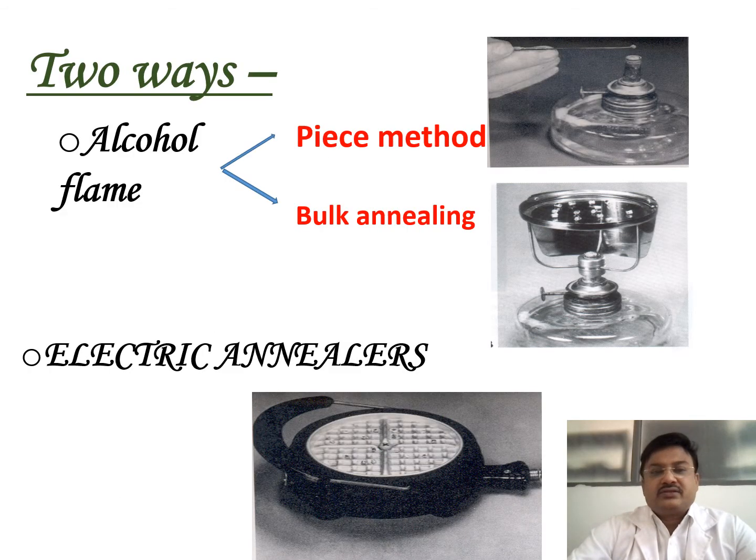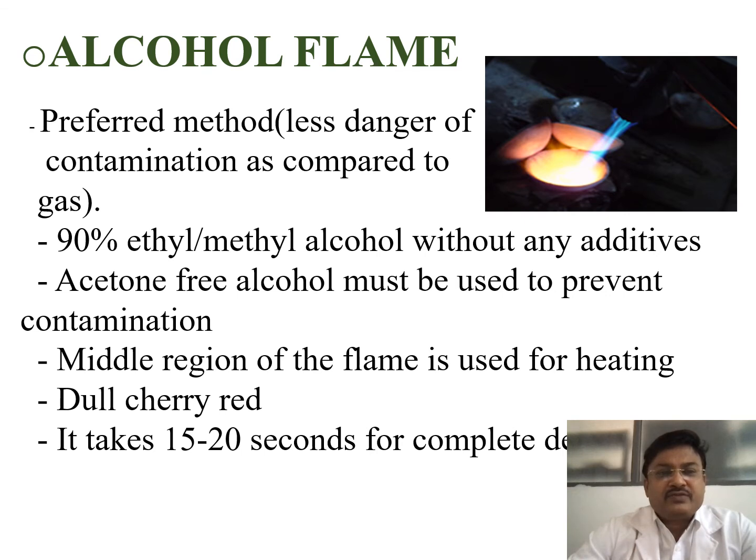There are two ways of annealing. One is an alcohol flame and the other is electrolytic annealers. Alcohol flame is again divided into piece method and bulk annealing. You can see the pictures in which a single piece is heated along with the forceps, and there are multiple pieces heated in a bulk format on the plate of the burner. Electrolytic burner, you can see the picture here, which shows the multiple gold pieces heated on an electric furnace. Alcohol flame is the preferred method, with less danger of contamination as compared to gas.